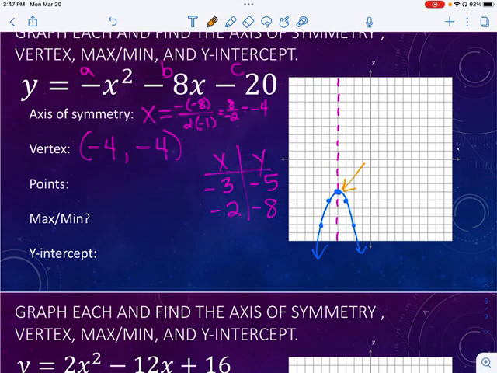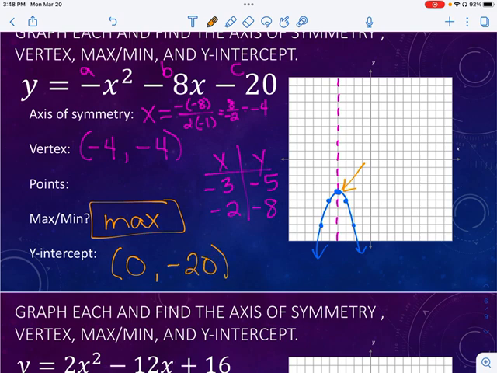Now we take a look at this one, and we're going to answer these last little questions. Look at the vertex, it's there. This time it would be a maximum because it's the highest point on the graph. Our y-intercept we do not have, so I'm going to plug that in, and I plug in 0 into all the x's, and I am left with a negative 20. So the y-intercept would be at 0, negative 20.